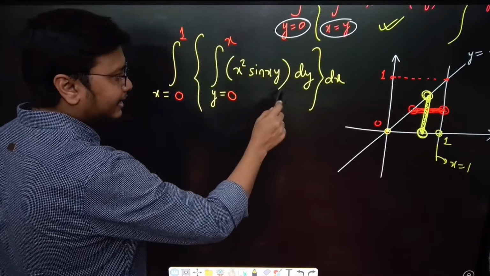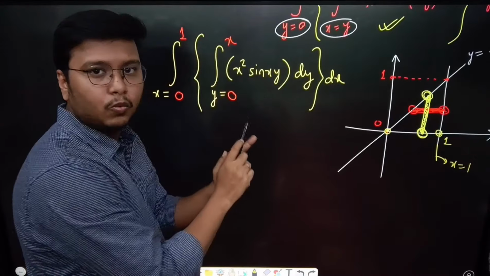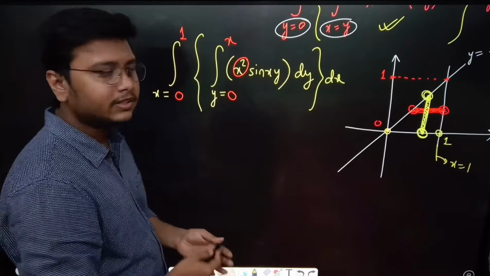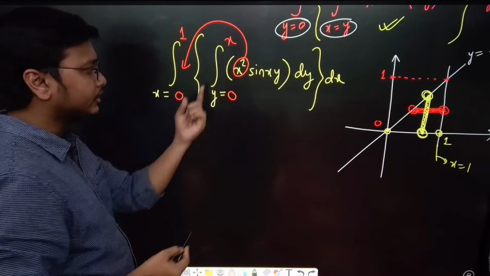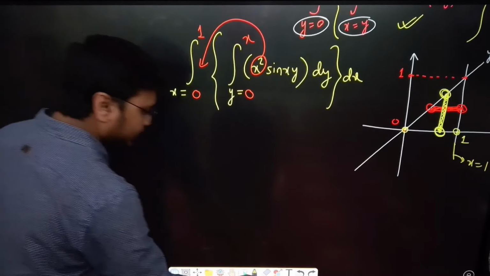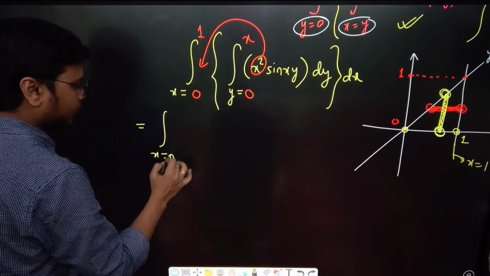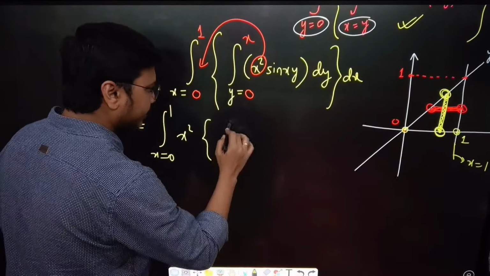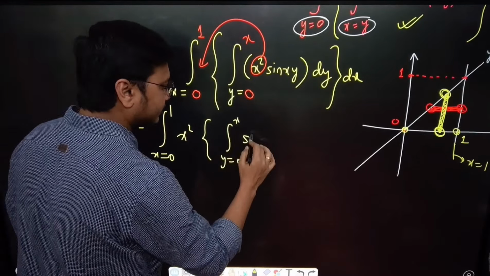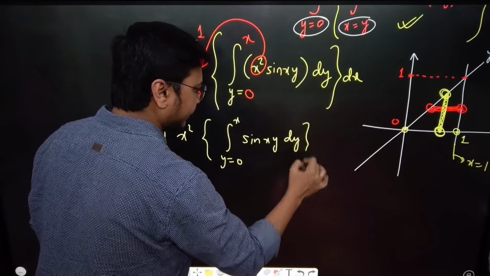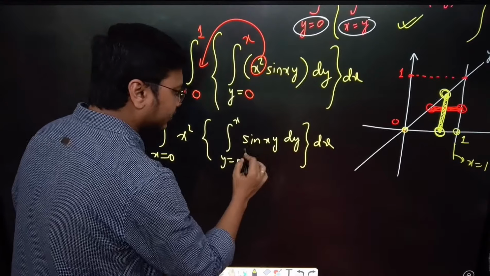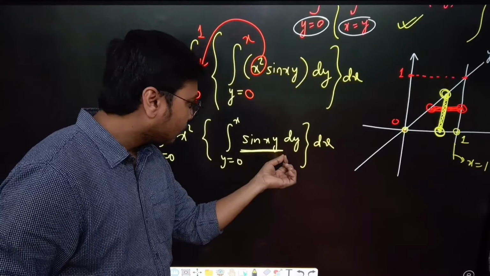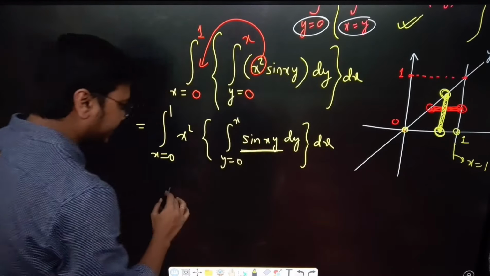Since in the inside integration, we are treating the integration with respect to y and x is being considered as a constant, this x square is simply a constant which I can take outside the first integration. So x equals 0 to 1, the x square I can simply bring outside, no problem with that. And then y integration y equal to 0 to x, I have sine xy dy and then later on dx. Now this integration is simply a function of sine function. So simply we are going to do the integration of sine xy with respect to y, and x will be treated as constant.